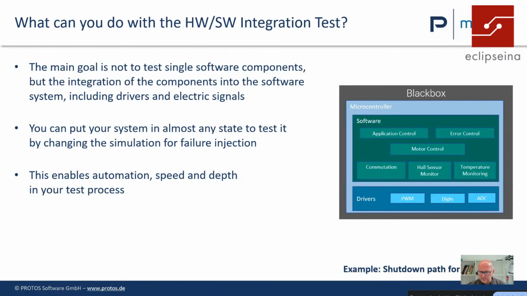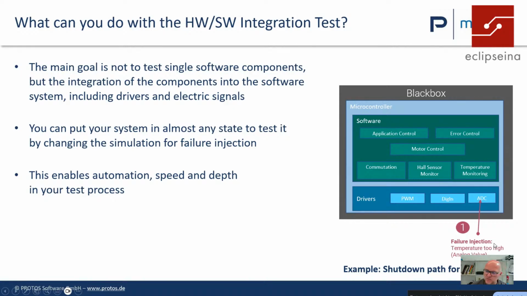Let me give you an example. Again, the microcontroller is a black box in our test setup here, or more than one microcontroller is also possible. The important thing is the signal level. So we provide and measure signals for PWM, the digital inputs, outputs, ADC, and so on. And now I want to test my temperature shutdown paths. Now let's have a look at how we do this.